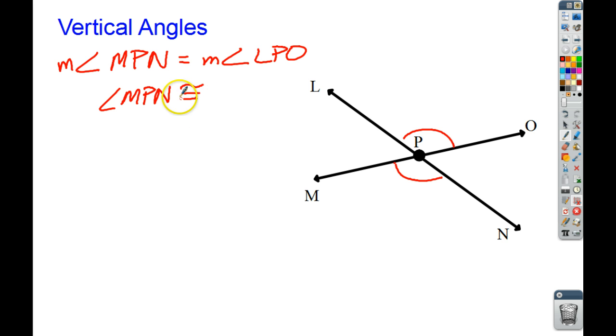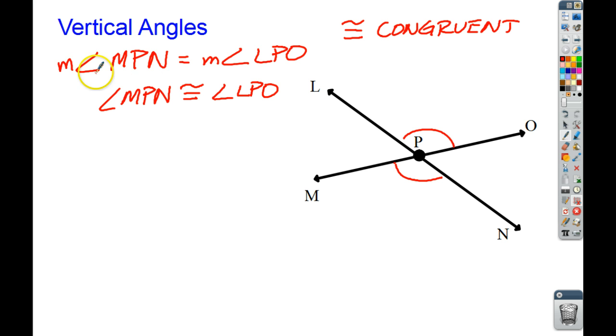congruent. Okay, that's what this symbol right here means. This symbol here means congruent, and that's a fancy way of saying equal. That means they're the same. So the angle MPN is congruent to angle LPO. All right, so this is saying they are the same angle, and this one is saying the measure, so the actual degrees, like if I gave it a value, a number. So if this one was 120 degrees, this one would also have to be 120 degrees.